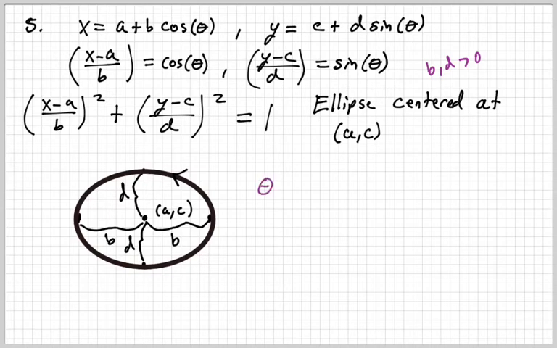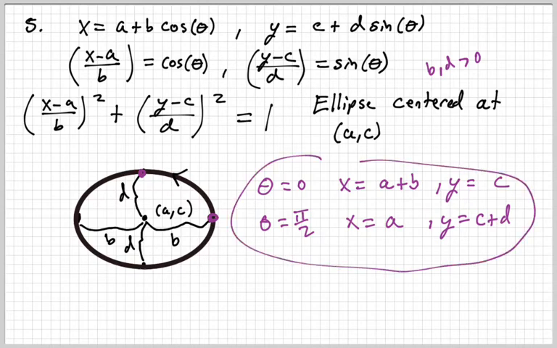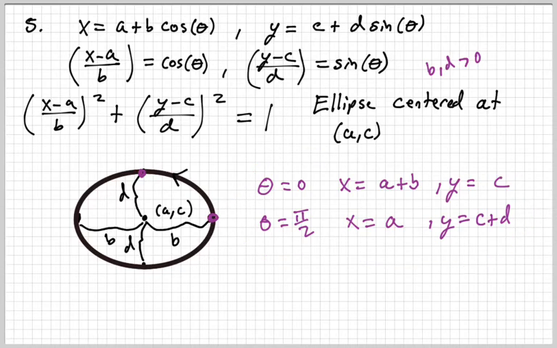So if theta is equal to 0, then x would be equal to a plus b, so that would be right here. And the y would be equal to c. If theta is equal to pi over 2, then the x would be equal to a, and the y would be equal to c plus d, and so that puts us right there. And so we'd have a counterclockwise rotation there. Okay, and so if you have different values for your numbers, then you can always do something like this to see what orientation is going. All right, I think we got 2 more, so we're almost done there.